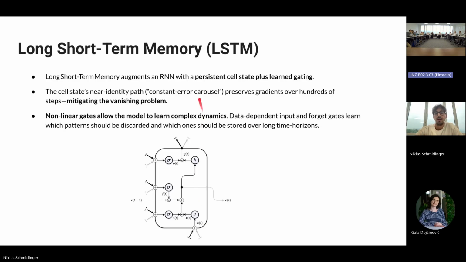And basically the main component is a persistent cell state. So you can see the cell state that flows through the cell, from the previous time step to the next one. And to make this more expressive, you have these learned gates. You have forget gates and input gates. And basically the cell state has a near identity path, so it gets passed to the next one just with an addition. They call it the constant error carousel. And this preserves the gradients over hundreds of steps, and this mitigated the vanishing gradient problem.